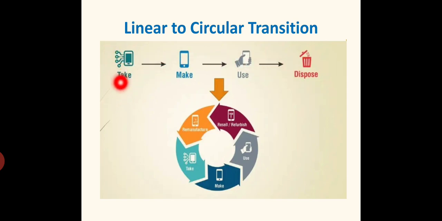We will be taking the resources from nature and making our products. Then we will be using them, and once the use is over, we will be directly disposing of them. So there is no connection between take and dispose. It is a linear action: from take to make to use to dispose. If recycling is there, then this will be coming back to somewhere here. That was the present situation.